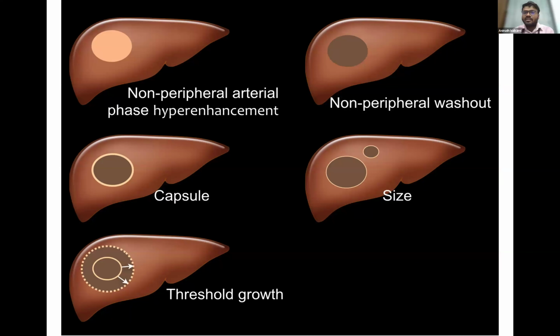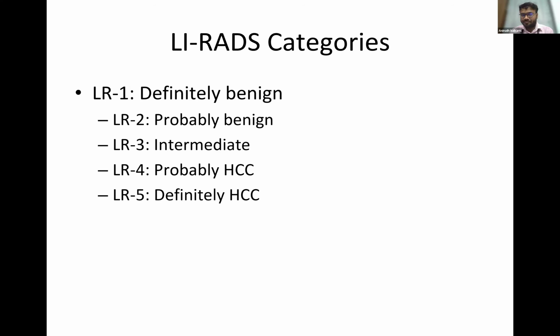So what are the LI-RADS major features? Non-peripheral arterial enhancement, non-peripheral washout. If there is a peripheral arterial enhancement, then what is the thing we have to think first? Peripheral arterial enhancement plus in portal venous and delayed phase there is centripetal filling in. That feature goes in favor of cholangiocarcinoma. Then if there is a capsule in the delayed phase and size of the lesion in the longest diameter, and we have to see for threshold growth.